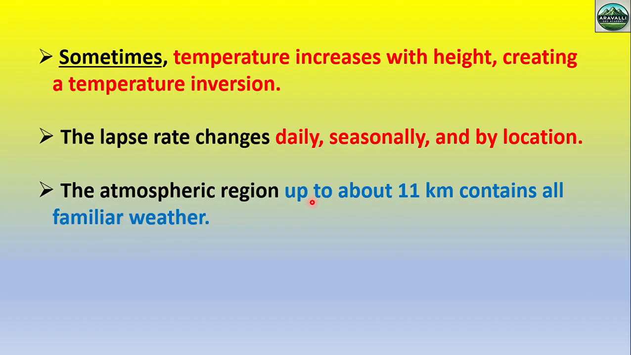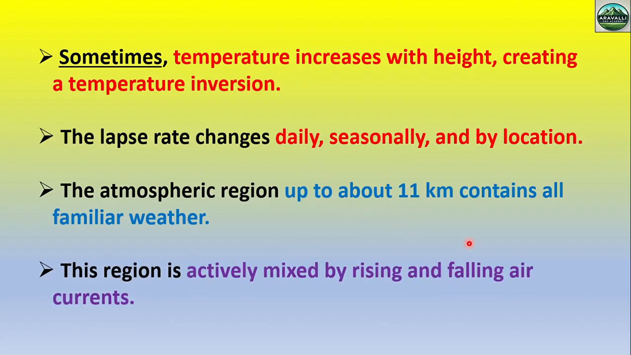So the atmospheric region up to 11 kilometers contains all familiar weather. We already know all weather phenomena occur in the troposphere, and the height of the troposphere is up to 11 kilometers. And in the troposphere there is a lot of mixing. Mixing means in this layer, at some places due to low pressure air is rising, and at some places due to high pressure air is descending. Due to descending or rising, air will be mixed. So this is known as mixing, and in this region mixing is active.